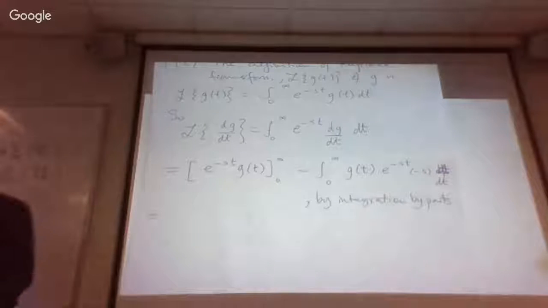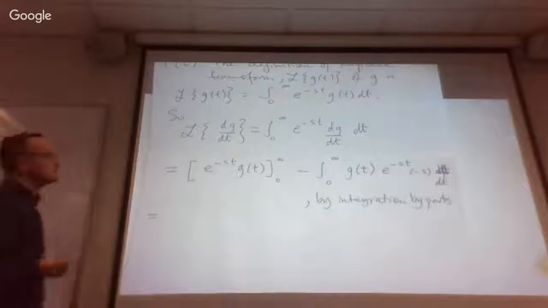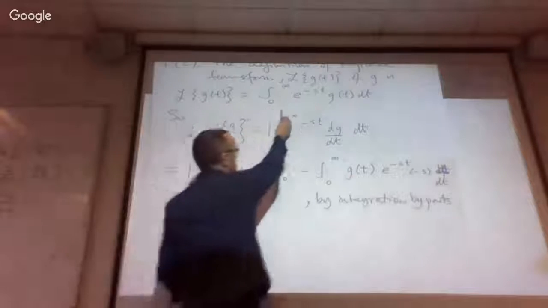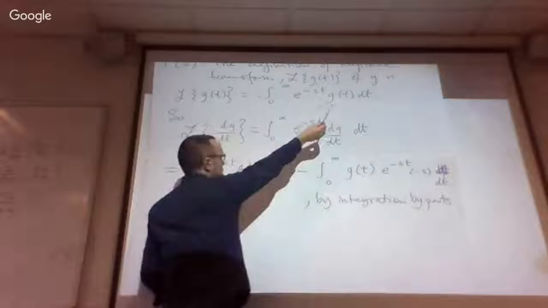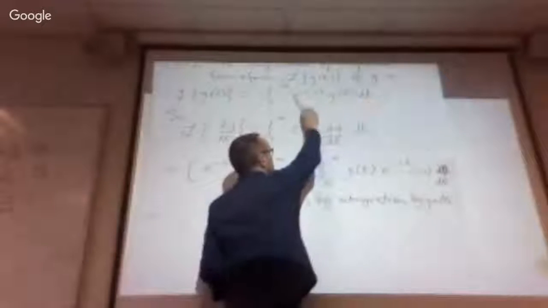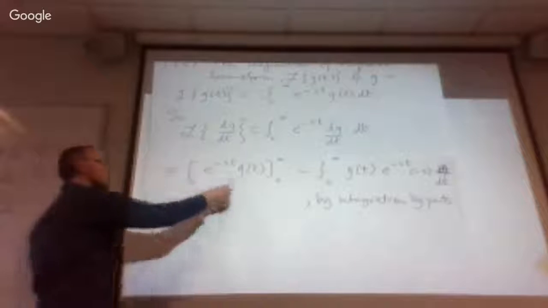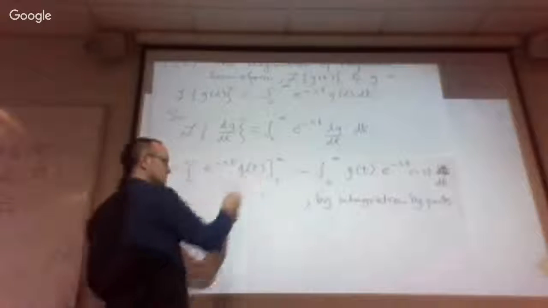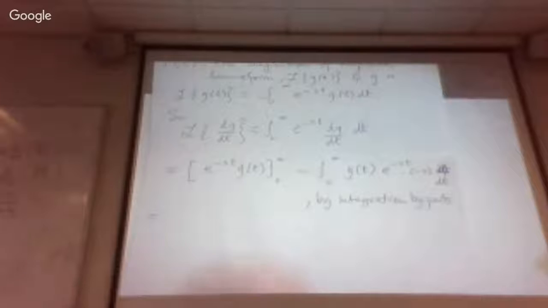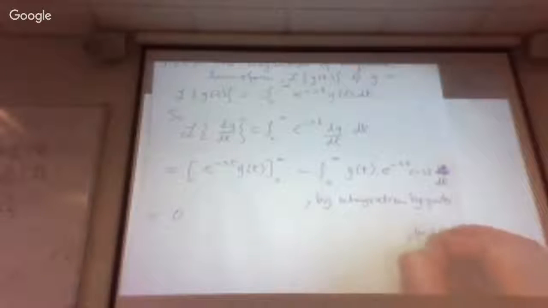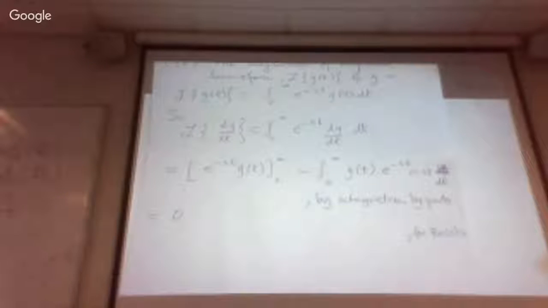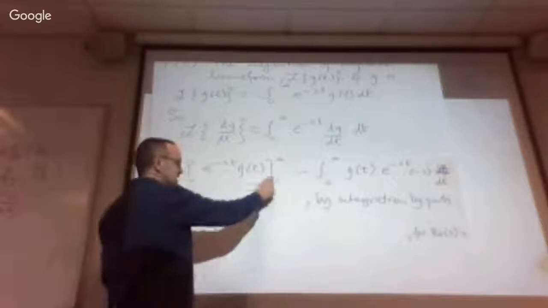Because g, we're told, is a function that has a Laplace transform. So the original integral converges, which means that whatever behavior g has as t goes to infinity, the convergence to 0 behavior of the exponential will dominate. So the square bracket evaluated as the limit as t goes to infinity is equal to 0. I think we need the real part of s bigger than 0. And then you subtract the evaluation at t equals 0.